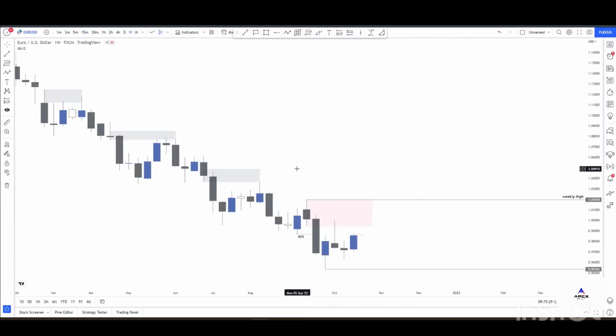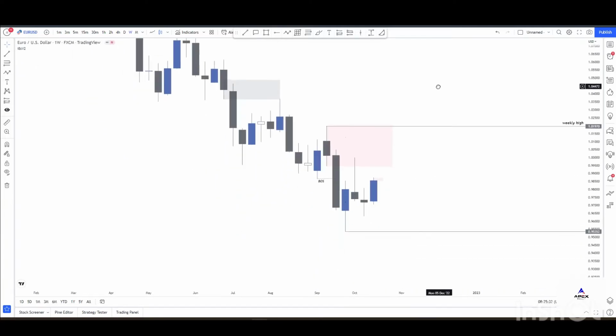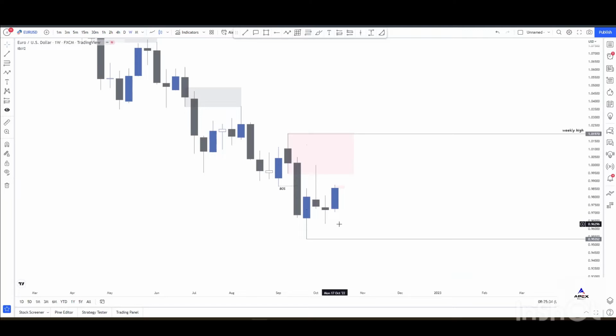So let's move to Euro USD quickly. All right, so on the Euro USD, we are still in a downtrend overall. This is the weekly time frame. Our trend is still bearish. Now we had a tap into this supply zone and a massive rejection from there. This is just the opposite of DXY, and now we have this bullish candle. This was last week and it closed bullish.